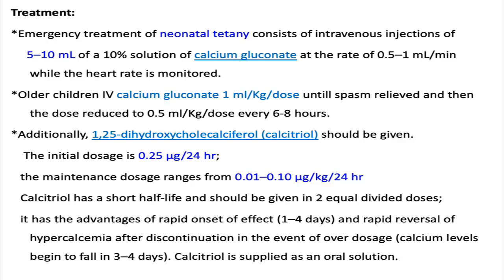The advantage of calcitriol is that it has a short half-life and should be given in 2 equally divided doses. It has a rapid onset of effect, that's to say 1 to 4 days, and a rapid reversal of hypocalcemia after discontinuation in the event of overdosage. Calcium level will fall within 3 to 4 days. Calcitriol is supplied as an oral solution or in the form of tablets.